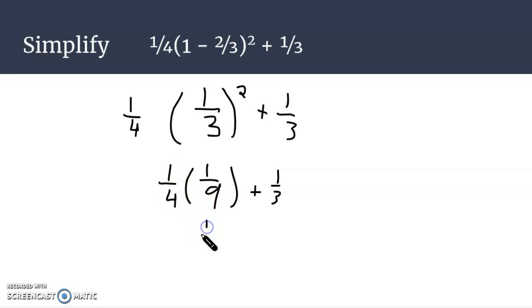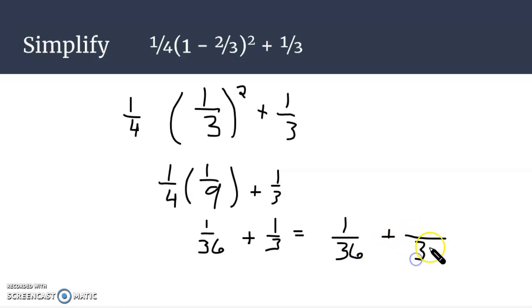1/4 times 1/9 is 1 over 36, plus 1/3. We need a common denominator, and for 3 and 36, the common denominator is 36. So 1 over 3, we need to convert that to a number over 36. If we take 3 times 12, we'll get 36. So 1 times 12 in the numerator is 12. 1 over 36 plus 12 over 36 is 13 over 36. That's our answer for this one.